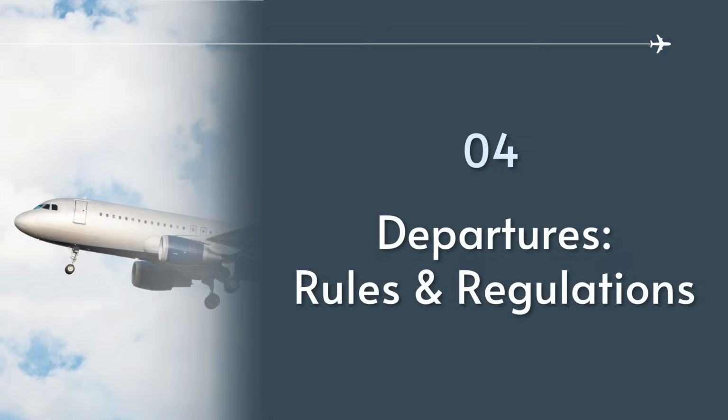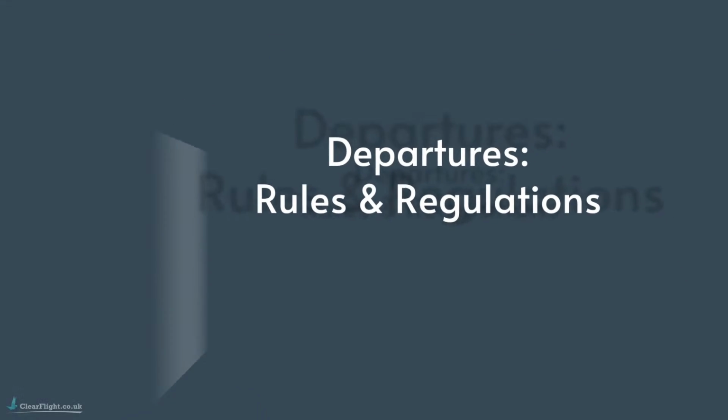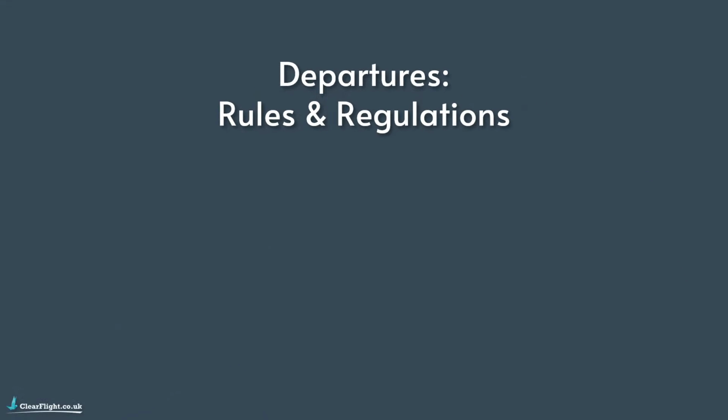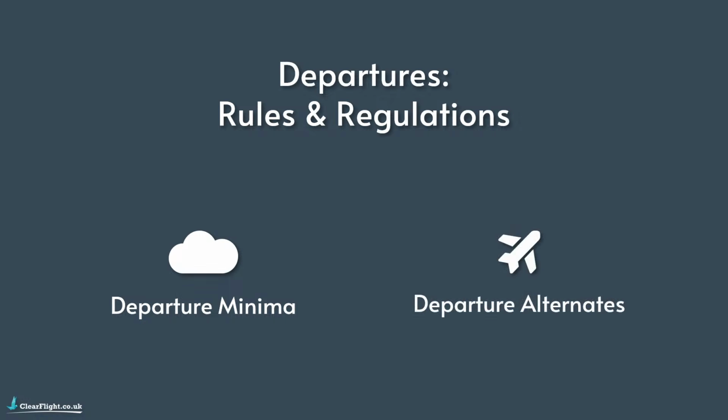Right then, our last topic for today, we're going to have a little look at some of the rules and regulations that you need to know surrounding IFR departures. So ultimately, these fall into two categories. We have departure minima, so what weather minima you need to be able to depart IFR. And secondly, departure alternate. So when's the departure alternate required, and which aerodromes can you use as a departure alternate?